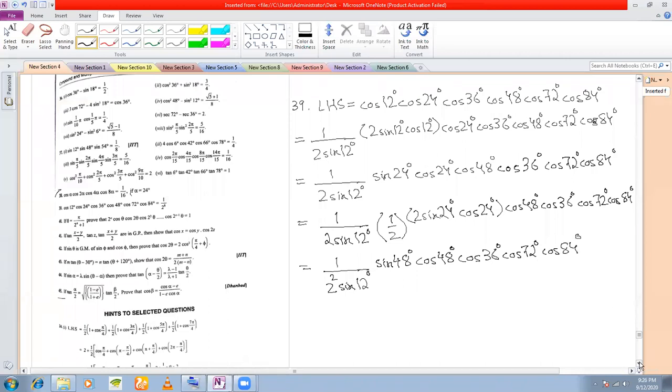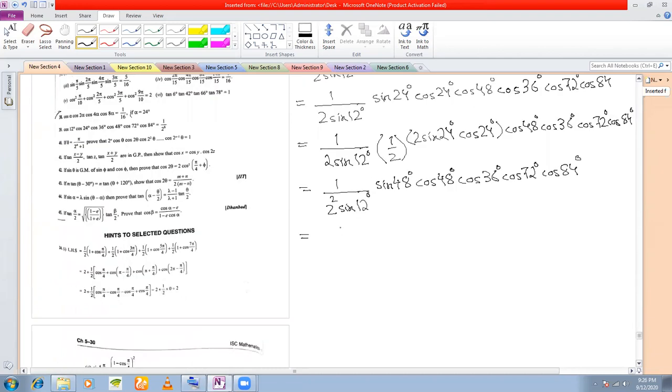Okay, again you take a half. 1/2 squared sin 12°, and a half, and you have 2 sin 48° cos 48°, cos 36°, cos 72°, and cos 84°.